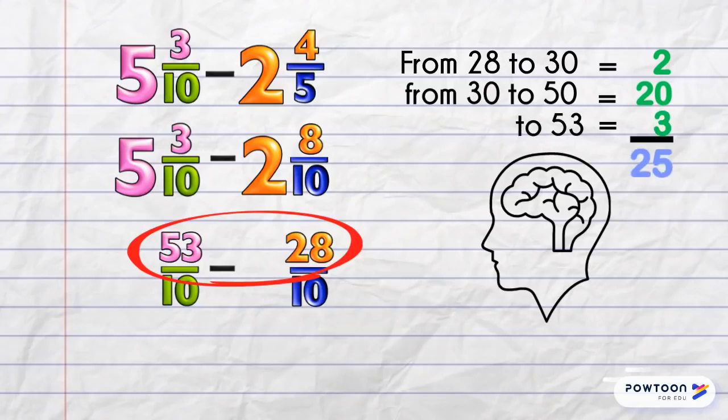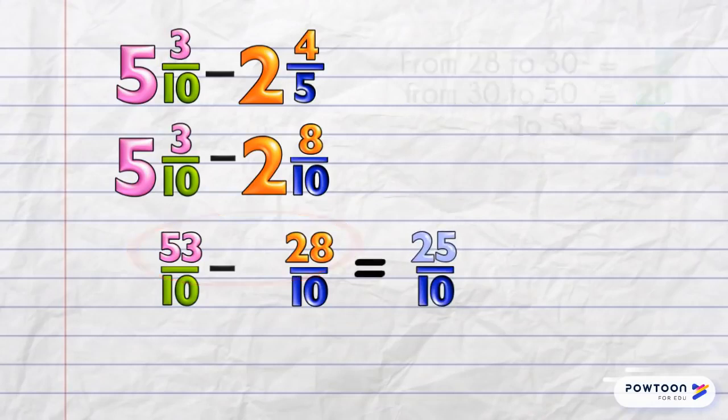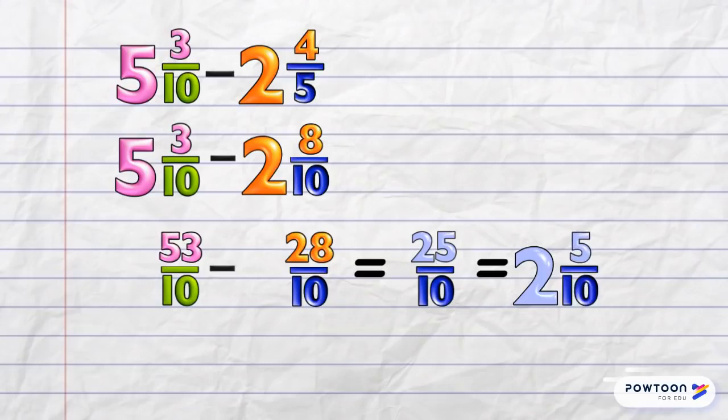The difference is 25. Our answer is 25 over 10. And that's an improper fraction. Can't leave it like that. We have to change it back to a mixed number. How many 10s in 25? There's 2 10s in 20 and 5 left over. Keep the denominator of 10. The fraction part is 5/10.